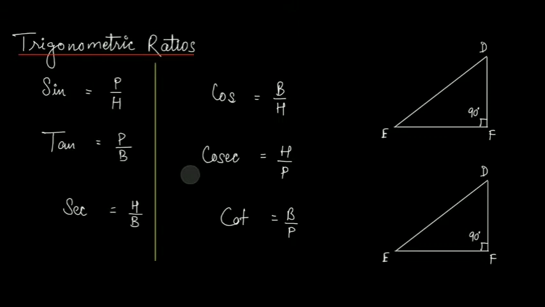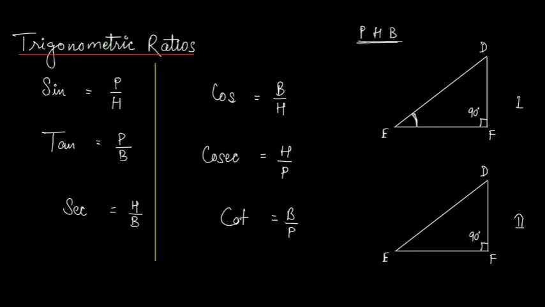I have already described this. So see here, sin theta is equal to perpendicular upon hypotenuse, cos theta is equal to base upon hypotenuse, tan theta is equal to perpendicular upon base, and cosec is hypotenuse upon perpendicular, sec is equal to hypotenuse upon base, and cot is equal to base upon perpendicular. So these are the ratios using the given sides of the triangle.